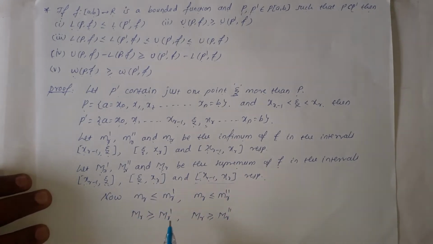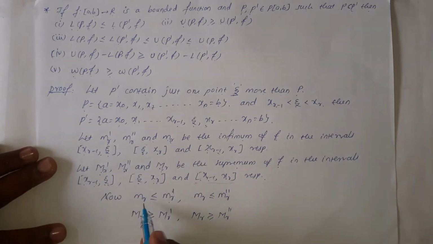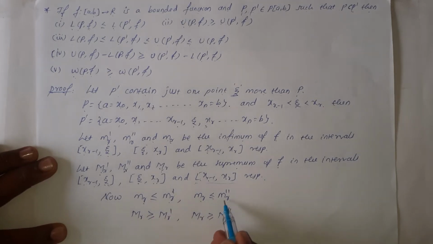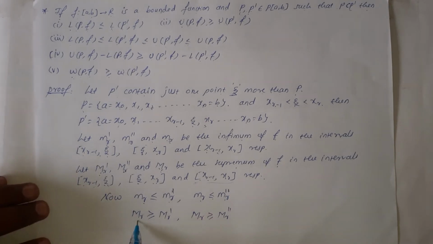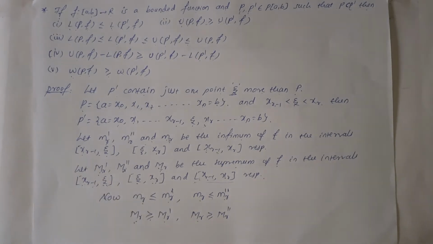And here there are some inequalities. The first one is mr less than or equal to mr'. We have already said that mr is the least value among these three. Therefore, mr is less than or equal to mr', and also mr is less than or equal to mr''. Similarly, capital Mr is the highest value, so Mr is greater than or equal to Mr', and Mr is greater than or equal to Mr''. So, this is the required data to prove this result. Now, let us prove the first one.